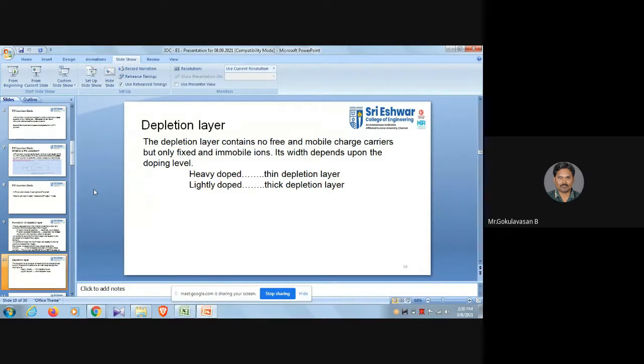And the width of the depletion layer purely depends upon the doping level. Here, the width of the depletion layer will be decided according to the doping level. If it is heavily doped, then I will have a thin depletion layer. For lightly doped, I will have a very thick depletion layer.